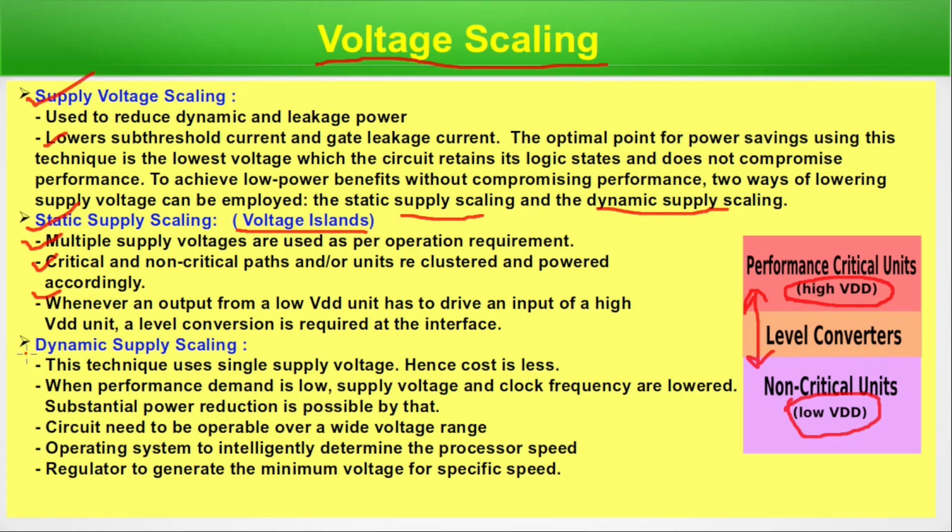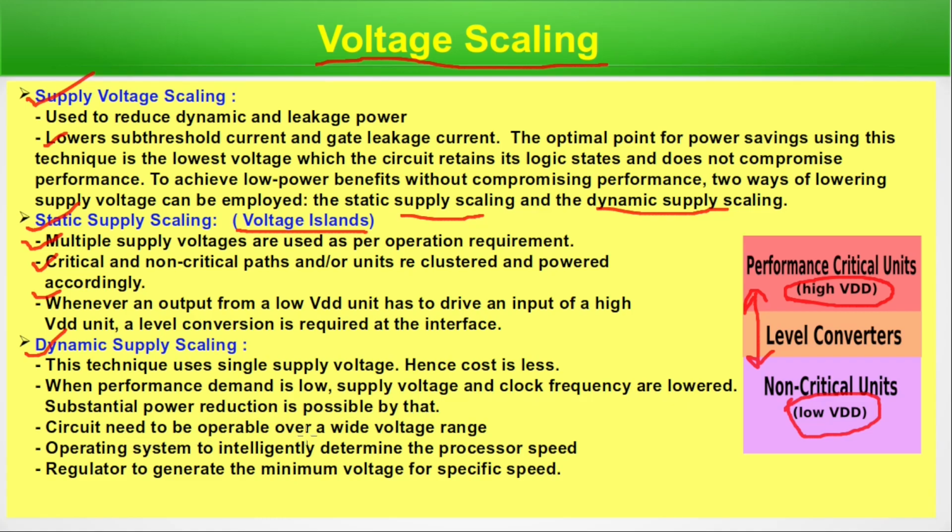Now, dynamic supply scaling. This technique uses a single supply voltage, hence the cost is less. Obviously, multiple supply voltages mean an increase in cost. So dynamic supply scaling uses a single voltage and cost is less. For that, when performance demand is low, supply voltage and clock frequency are lowered. Substantial power reduction is possible by that.